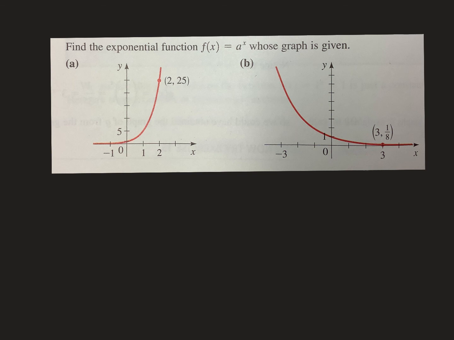All right, it says find the exponential function. So now we're going to go backwards. They're going to give me a graph and ask me what the function is. So one, I know that 25 is my y and 2 is my x. So I'm saying 25 equals a to the second power. I'm using that function right there. You see what the y and the x is. I just plugged them in.